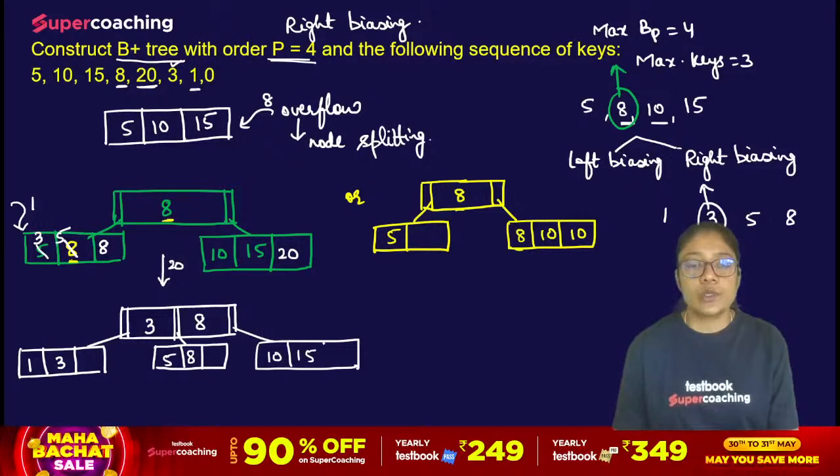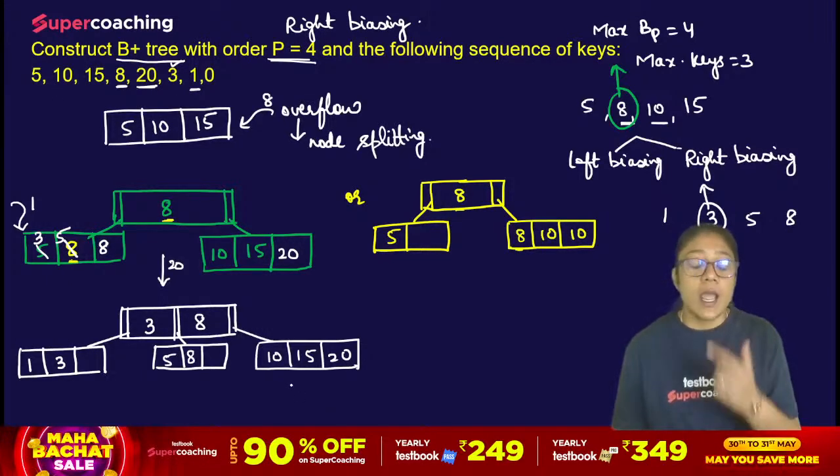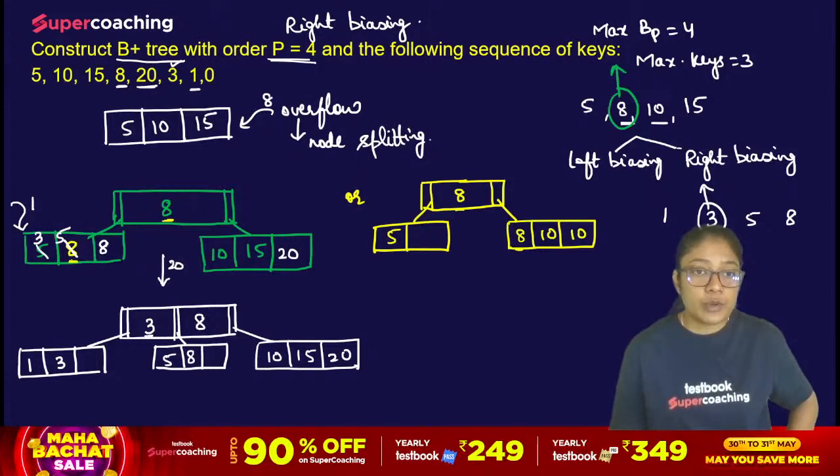So have you observed one thing? All the keys that have come so far are present at the leaf level. And the second thing is the copy of 3 is present on the left side. Copy of 8 is present on the left side.